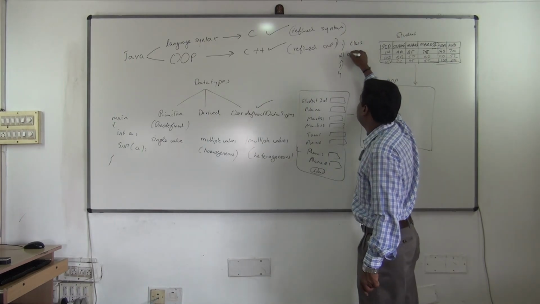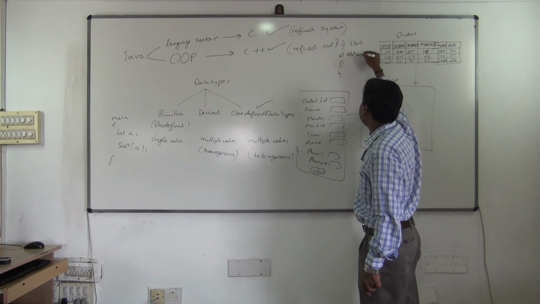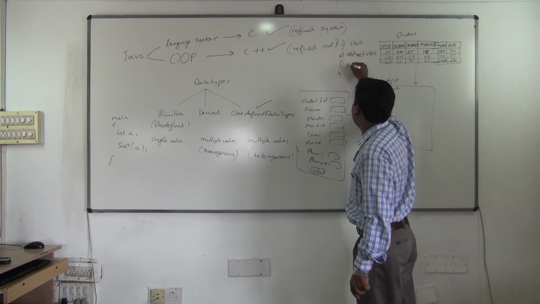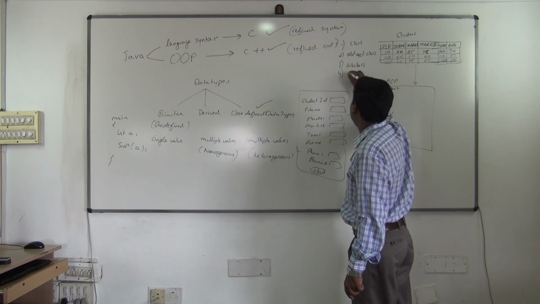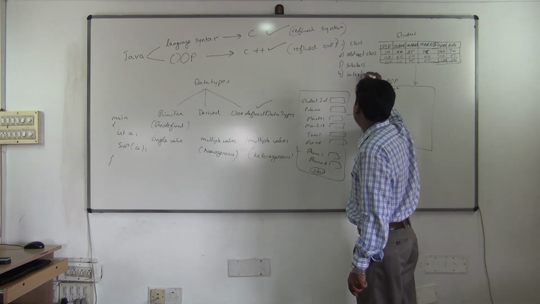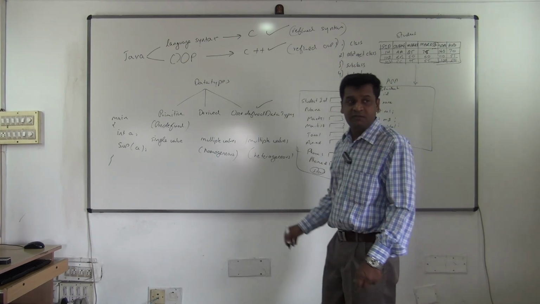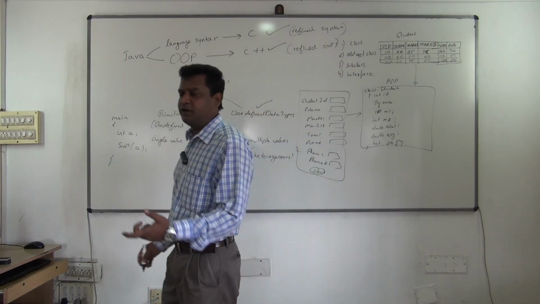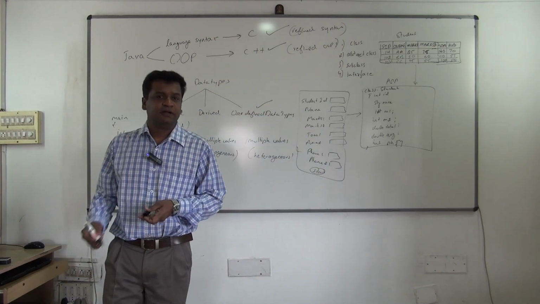Class. I keep repeating this always. Abstract class, subclass, and the fourth one is interface. So Java is giving you four data types to implement OOPS. Understood? User-defined data types. So you can implement OOPS using that also, plus you can store data also.